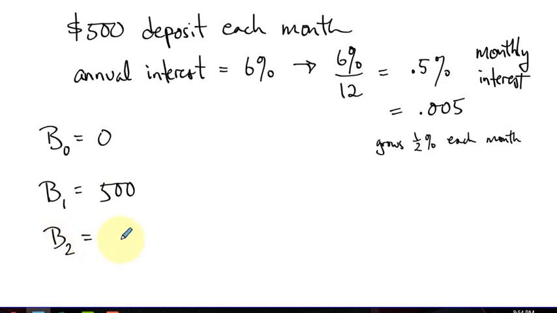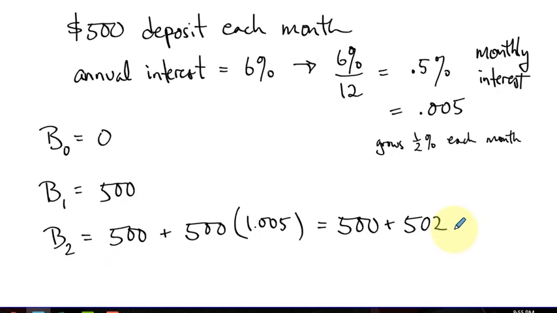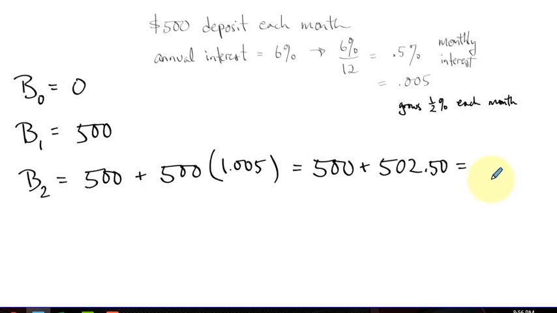And after the second payment, we'll have 1 month of interest on that $500 plus a $500 payment at the end of the month. So 5% growth on the money that was there previously plus another $500. This is 502.50.